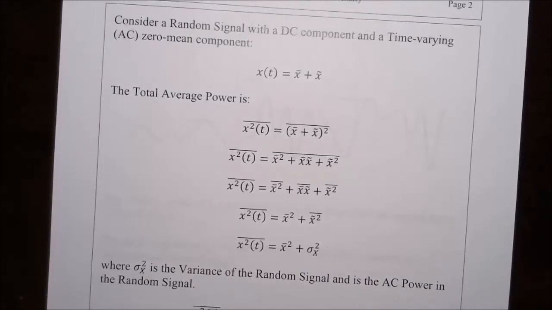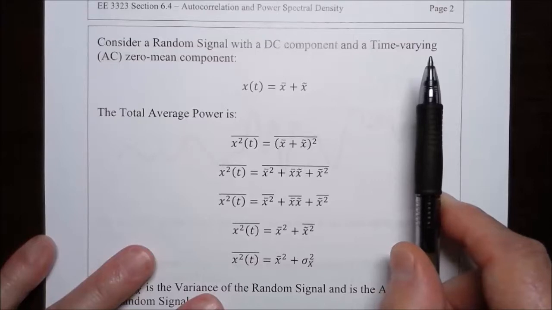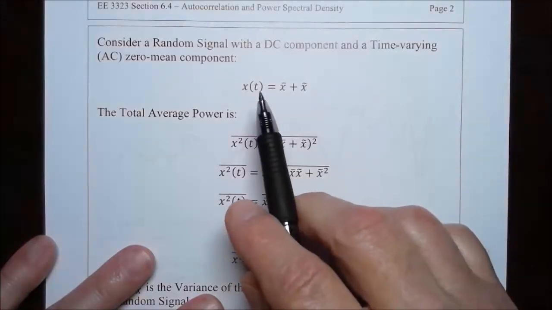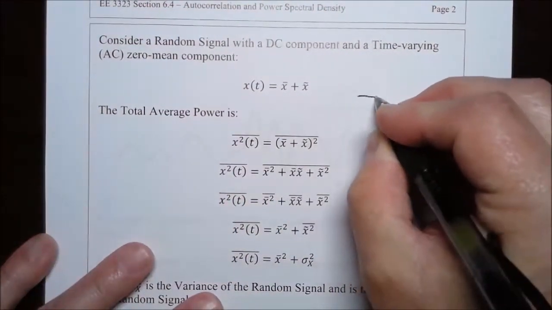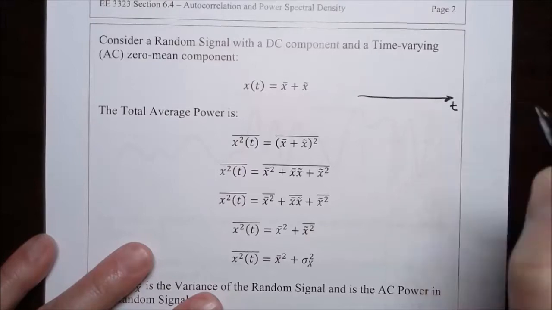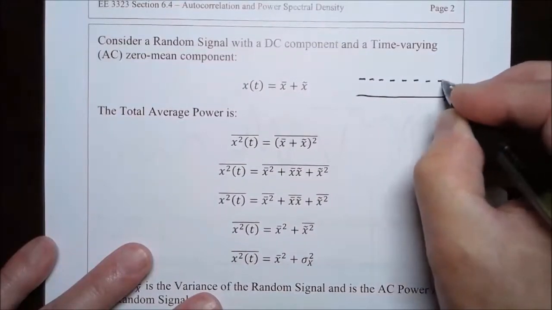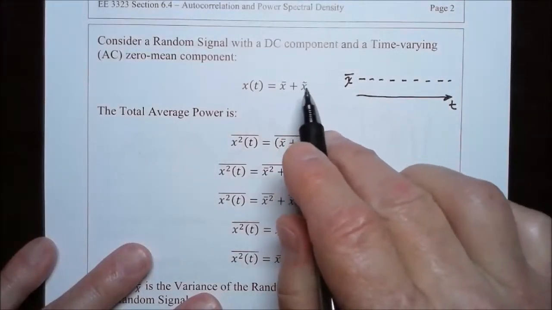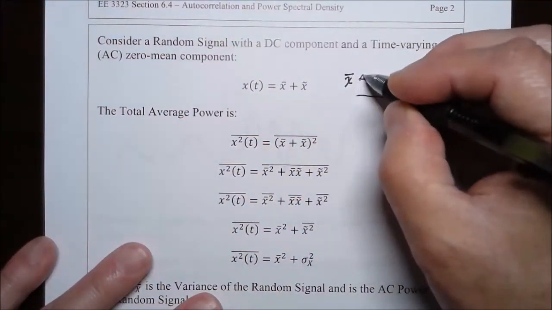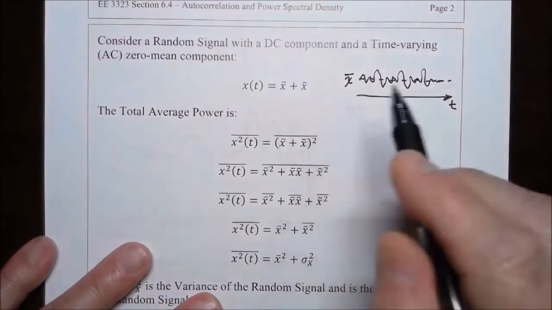So consider a random signal with a DC component and a time varying component. What's described here is a random signal x of t. If we were to plot this signal, this is t, it would have a DC component. I'm going to draw a dashed line. This would be its constant value. This is its average value. And then on top of this average value, it's got a time varying component. So it's a random signal that looks something like that.